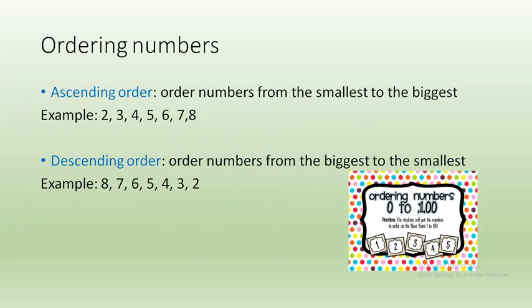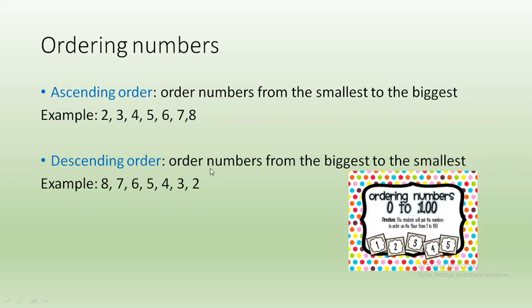Now the second part is ordering numbers. For ordering, we have two terms that we use: ascending order and descending order. Ascending order, you order numbers from the smallest to the biggest. For example, 2, 3, 4, 5, 6, 7, 8. We start from 2 to 8, from the smallest to the biggest.